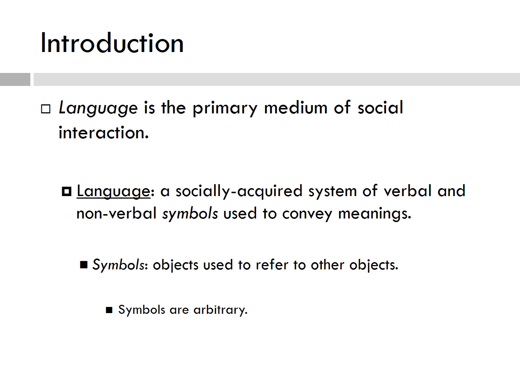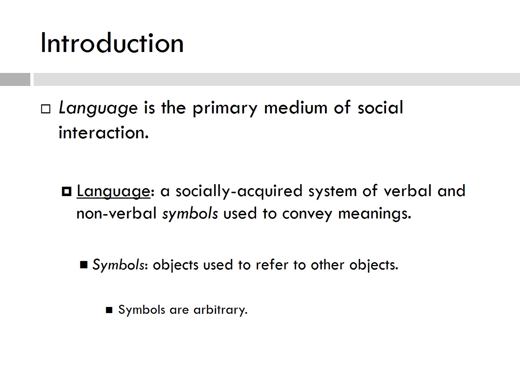Through the use of language, people can convey almost an unlimited number of ideas to other people, from simple information about how to get to the nearest grocery store to very complex philosophical ideas. But what is language? Well, language is a socially acquired system of verbal and nonverbal symbols used to convey meanings.